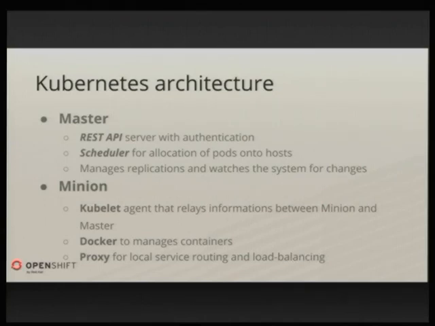The minion basically has the kubelet agent running. The kubelet agent relays information from the master to the minions and between them, in the cluster. The minion also runs Docker, so Docker basically runs the containers, right? And there is also a proxy service running that provides simple service routing between containers, load balancing, and so on.